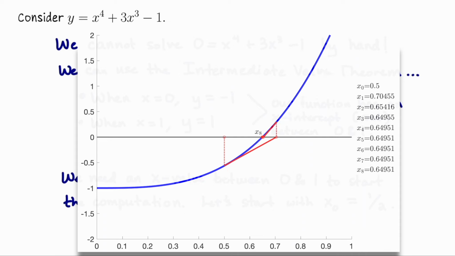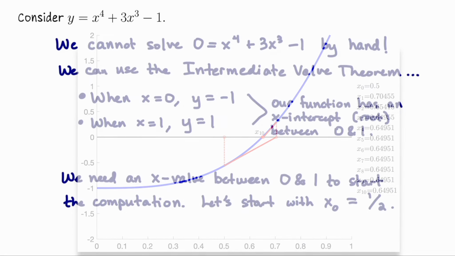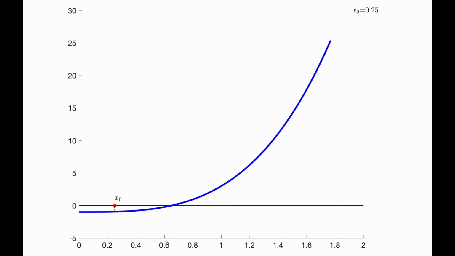In this particular instance, Newton's method was successful and it approximates our root. So a good decimal approximation for this root between 0 and 1 is about 0.64951. Here's what it looks like when we start with an initial guess of 0.25.